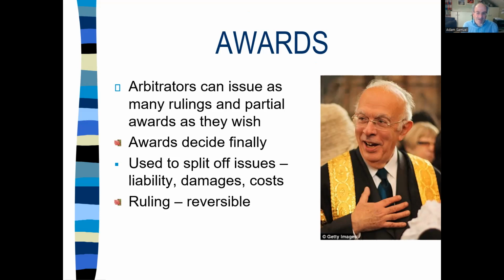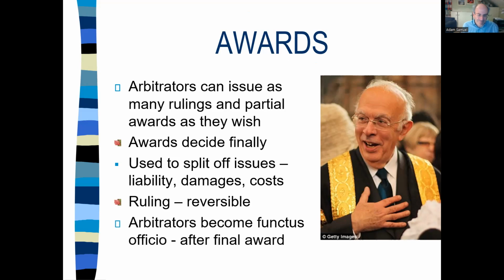Rulings can be reversed, which is one reason why they're quite handy, because you have to be very, very careful ultimately never to issue a final award without having covered something. Once you've done that, you become functus officio. You lose your power as an arbitrator unless the parties give it back to you when they point out to you, perhaps a court points out to you, you haven't finished the job off properly.